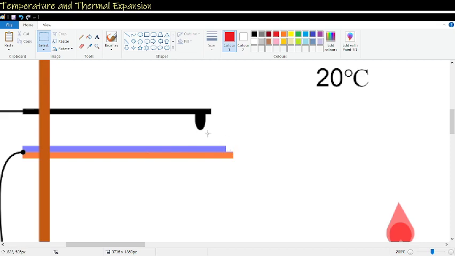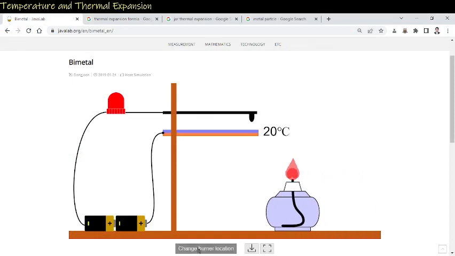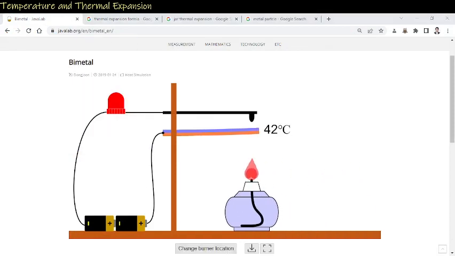But because this metal is glued, it means the red metal cannot split like this. It will become like this. It will bend. Why is it bent? Because the blue and red metal are glued together. So when the red metal expands more, it will make the bimetal bend.